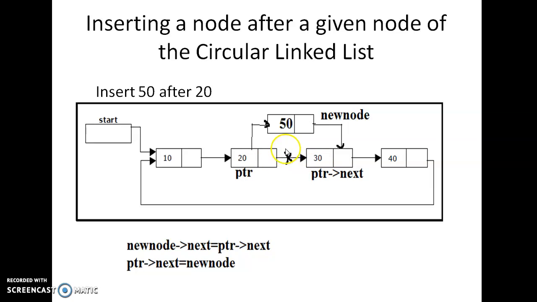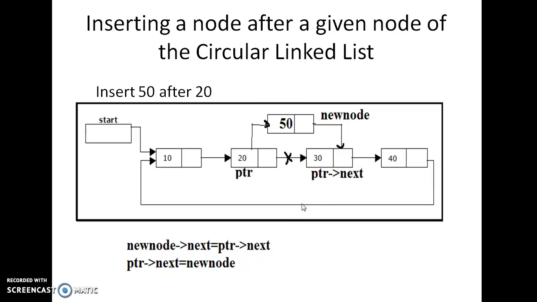Now I want to cut this particular link and I want to establish these two links. Always we will be doing the right hand side first. That's why new node of next equal to PTR of next, PTR of next equal to new node. These are the two steps that I am doing for inserting a node into the circular linked list after a given node.